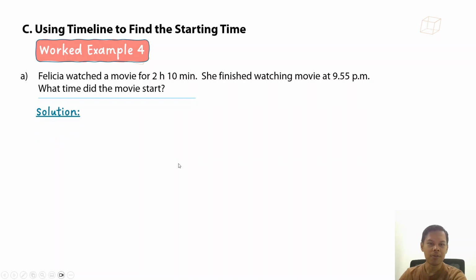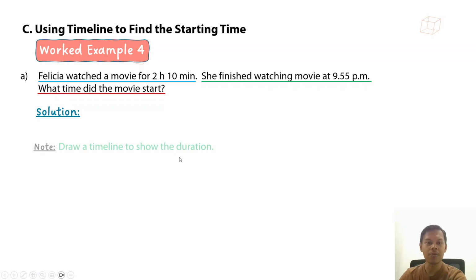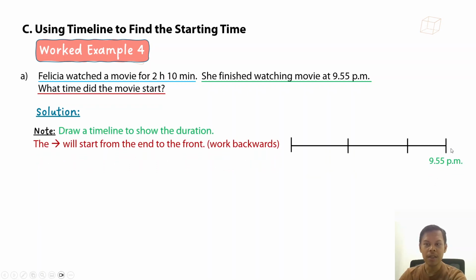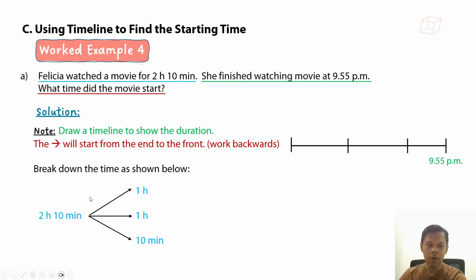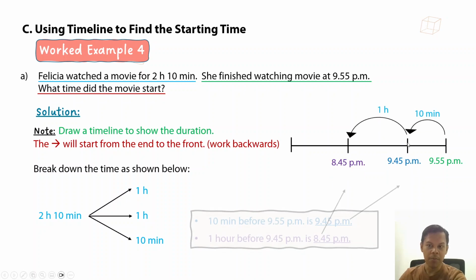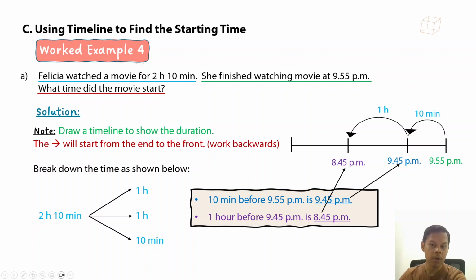Okay, so as you all know already, read sentence by sentence and try to draw the timeline. Okay, we know that the ending point is going to be 9:55 p.m. We just need to work backward. Okay, she watched movie 2 hours 10 minutes. So we are going to work backward. All right, how are we going to split this 2 hours 10 minutes? They have 1 hour, another hour, and then another 10 minutes. So we'll start with the minute first. 10 minutes before that is going to be 9:45, and then we work backward 1 hour, 8:45, and then another hour, which is going to be 7:45 p.m. So 7:45 p.m. is the starting point for this question.